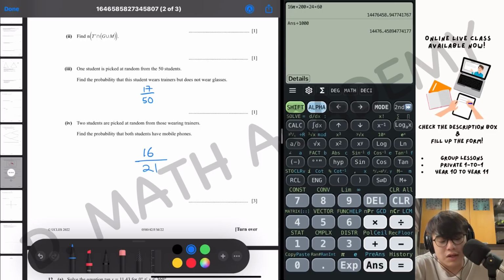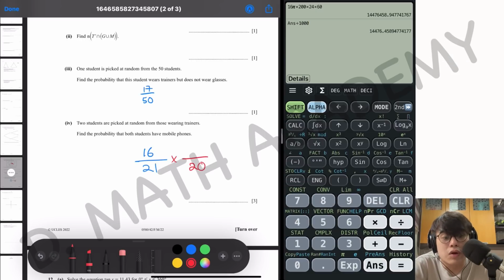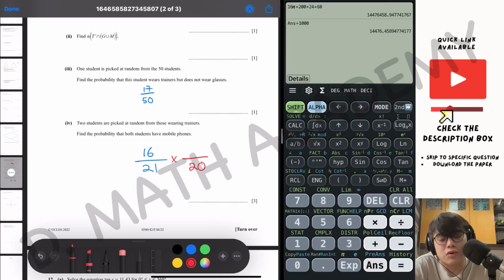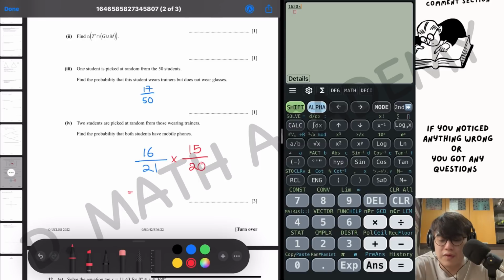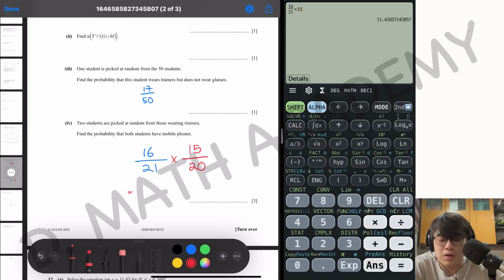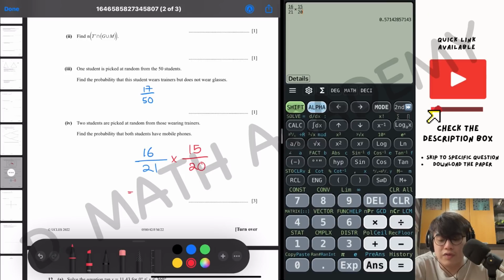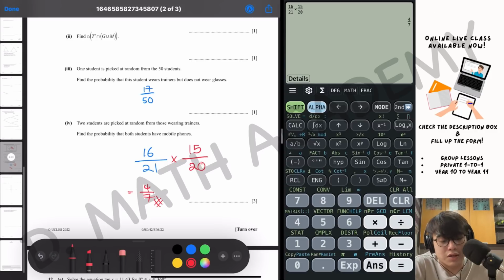Okay, kindly take note, it was mentioning about 2 students, which means after the first one being selected, there will only be 20 of them left. And then from those 16 who have mobile, now there's only 15 of them. So to run your final calculation, 16 over 21 times 15 over 20. So your final answer should be 4 over 7. Okay, so that's how you get this sorted out.